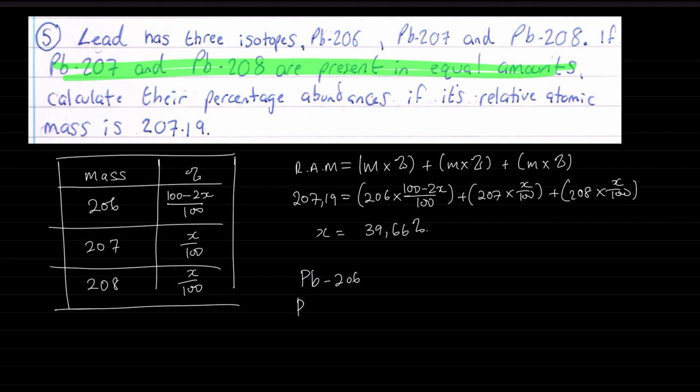Now let's write out our answers. Pb206, Pb207, and Pb208. So 207 and 208 are the same, so they're going to be 39.66%. 208 is 39.66%. That means the balance is going to be for 206, which is going to be 20.66%. Okay, that's it for these questions.